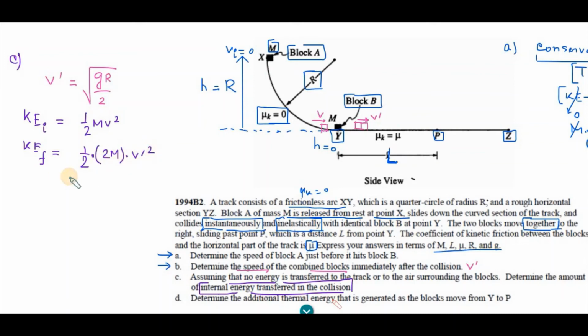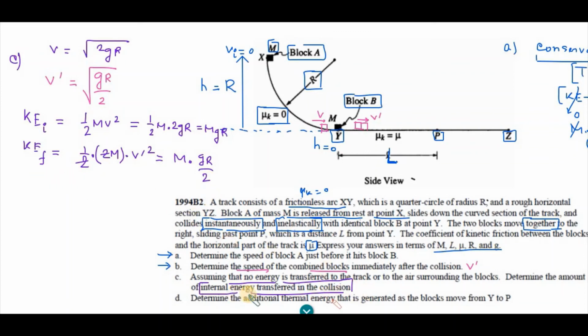v prime square. Now we can easily define half m, and this v value we got earlier from the first part, square root of 2 into g into r. So we can substitute in this equation, instead of v square it is 2 into g into r, which will be equal to mgr. In the second part, the 2 gets cancelled, m into v prime square, and v prime is equal to square root of gr by 2. If you square this you will get gr by 2.